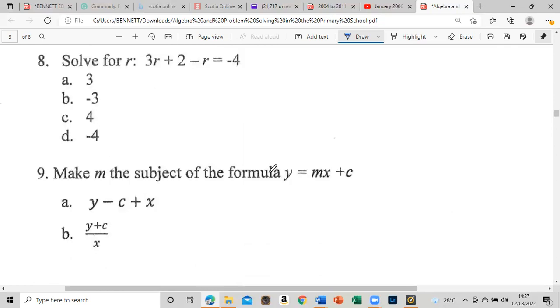Alright, so it says solve for R. And we're going to solve for the value of R. Alright, so let's go. This is not very hard. It can be a little bit tricky.